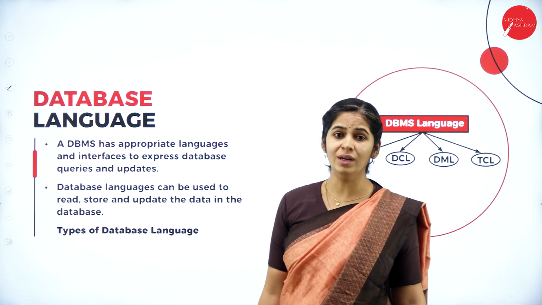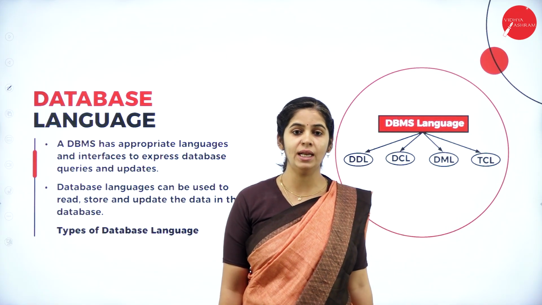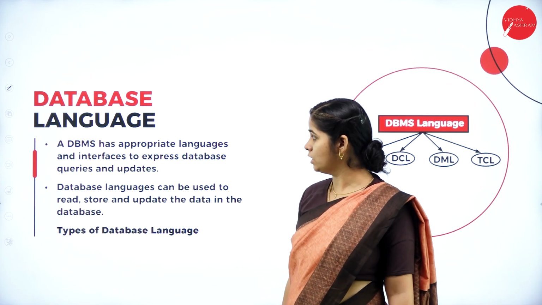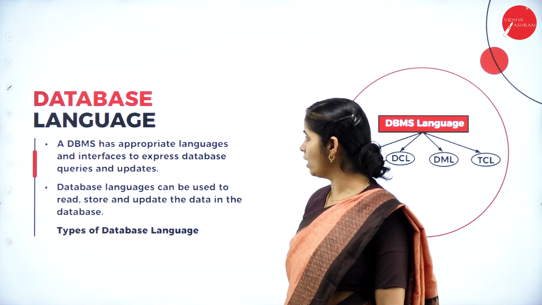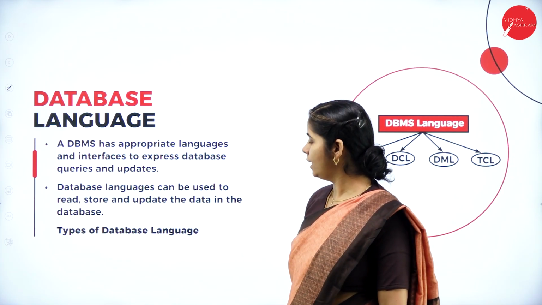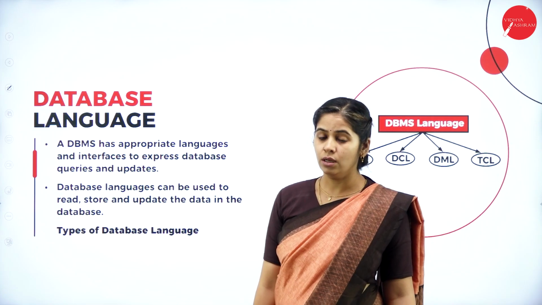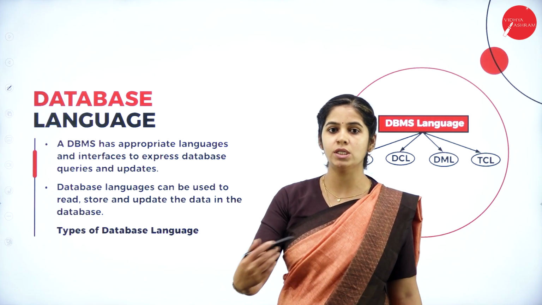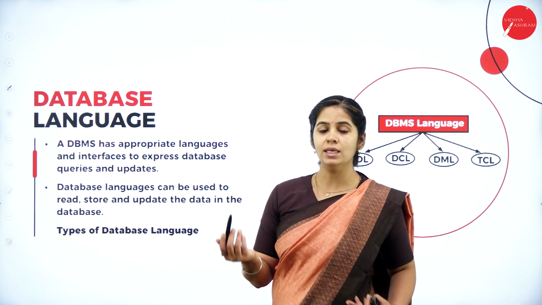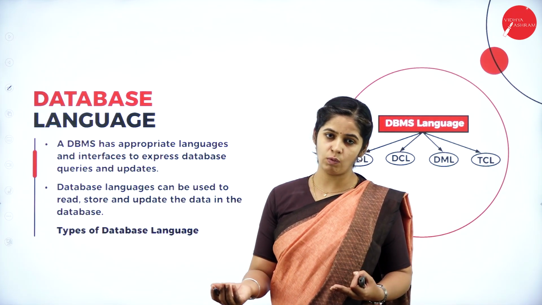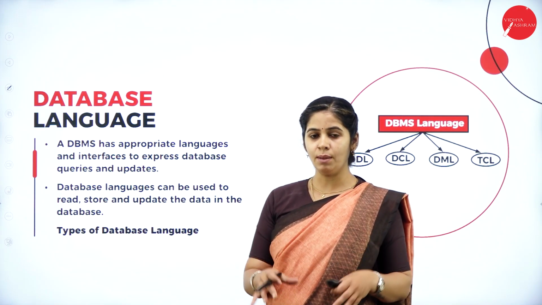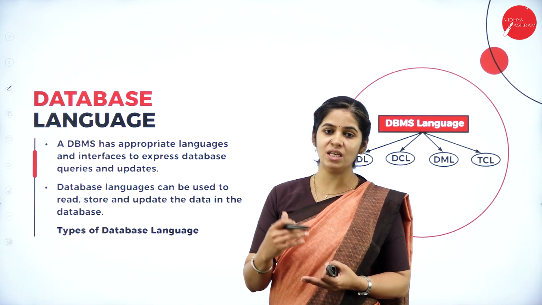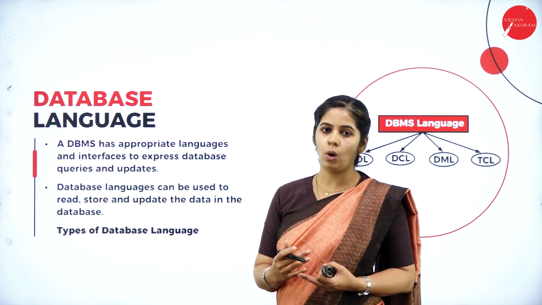Next, we move on to database languages. How many languages are there and what are these languages? A database management system has the appropriate language and interface to express data queries and updates. How we have to make a request, and then the response, is done using some type of language. When we are dealing with the database, such languages are called querying languages. We are questioning; the request is in the form of a question. That is called querying.